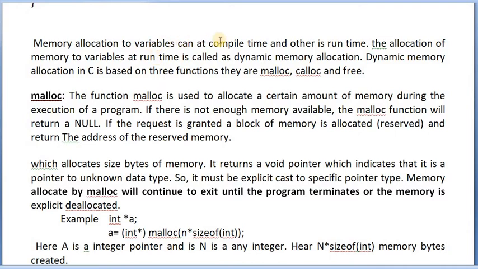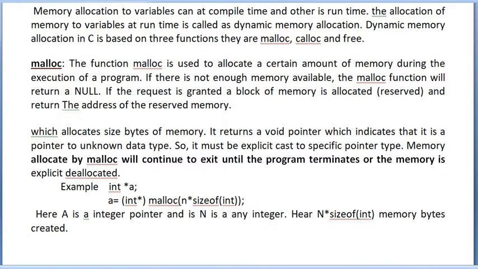Memory allocation to a variable can be at compile time or at runtime. The allocation of memory to a variable at runtime is called dynamic memory allocation. Dynamic memory allocation in C is based on 3 functions: malloc, calloc and free. This is the introduction of dynamic memory allocation, not just malloc. You can see about calloc and free in the next videos also.